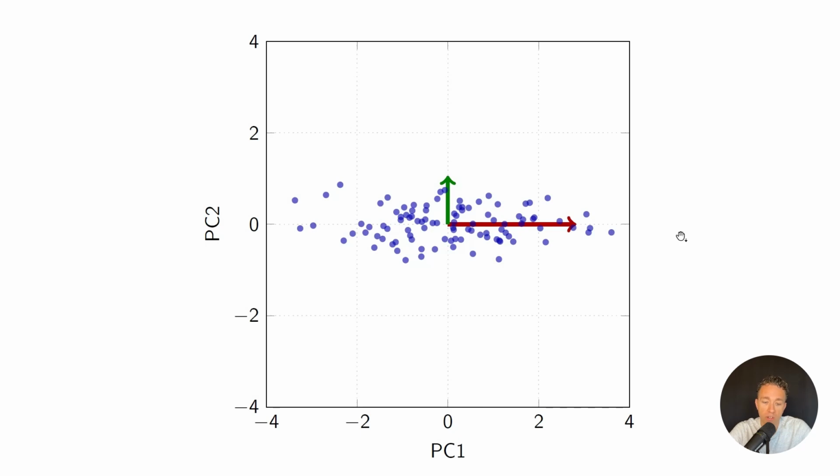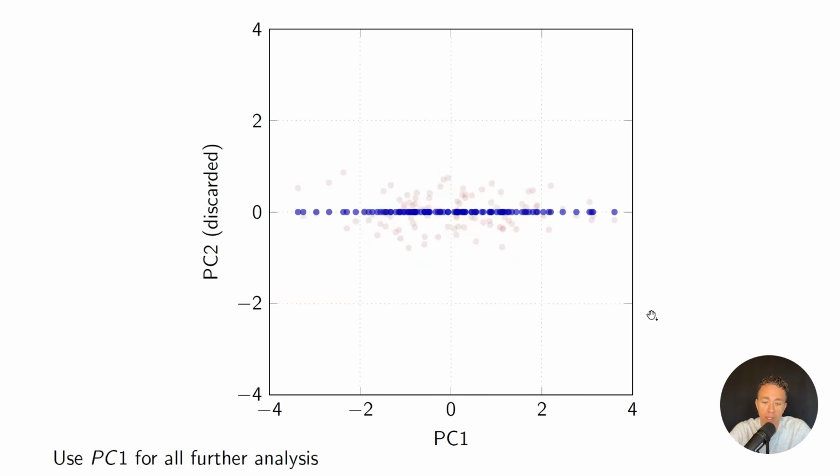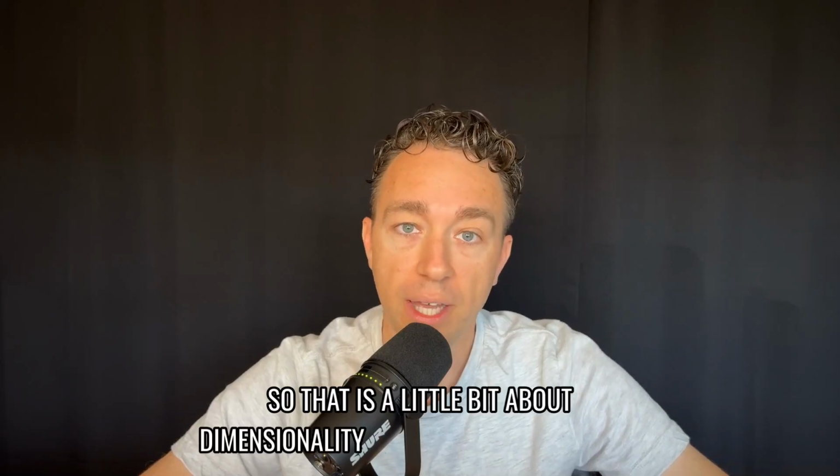So we've rotated our data, and then where does the dimensionality reduction part come in? Well, now I'm only going to use PC1 as my variable. The epsilon is just whatever these deviations are between these very light red dots and the solid blue dots. So we're basically projecting the data onto the PC1 axis, and then we're just going to use PC1 for our later data analysis. So that is a little bit about dimensionality reduction and principal components analysis.